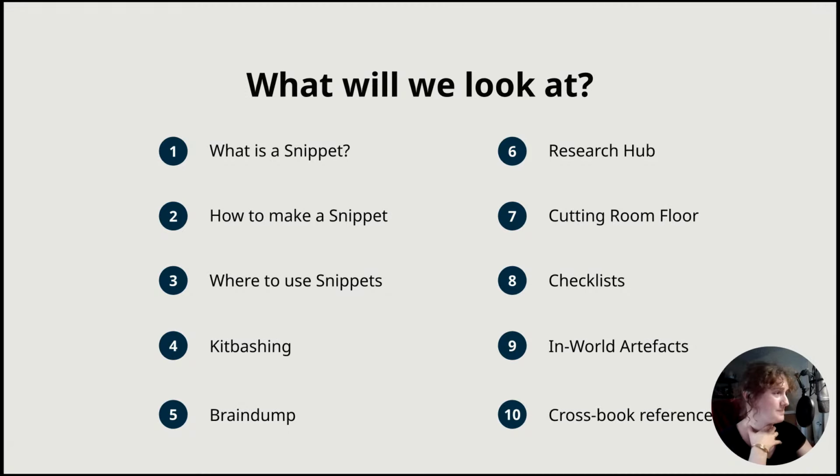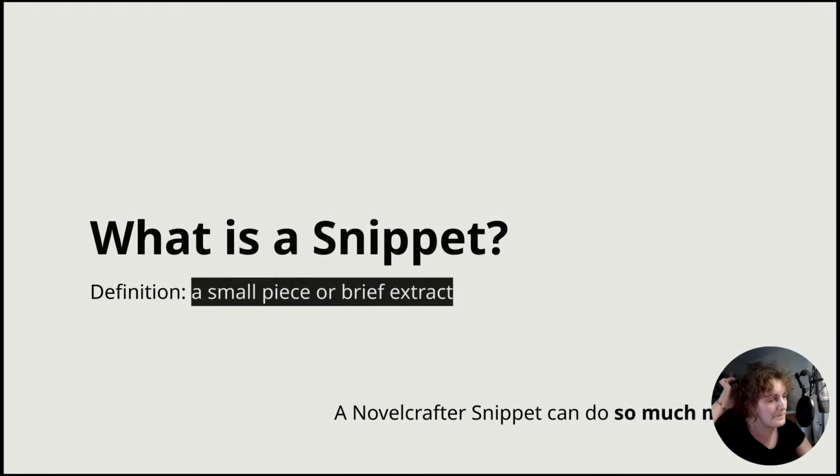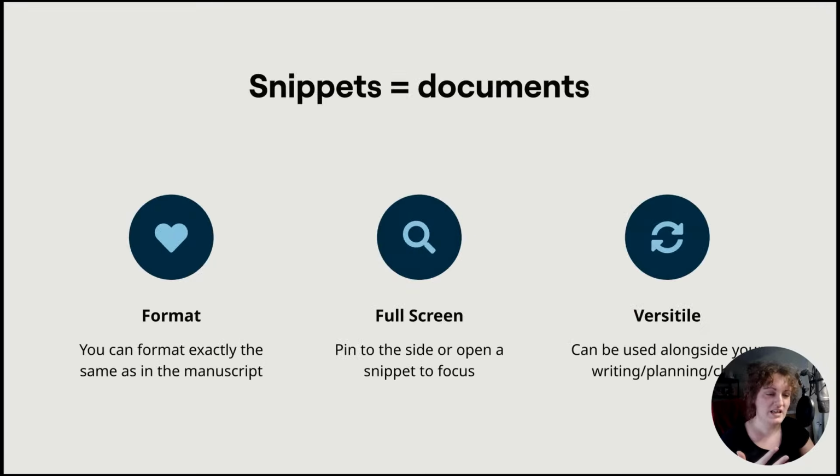But yeah, brain dumps are a huge part of what you can do with them and a really useful way of doing it. So what is a snippet? When I went to good old Google and asked what is a snippet, it was a small piece or a brief extract. And I was like, right, okay. So a Novelcrafter snippet can do so much more than that. You can put a brief piece of information in it, but you can also do a whole lot more. A better way of thinking of snippets in Novelcrafter is that snippets are like documents.